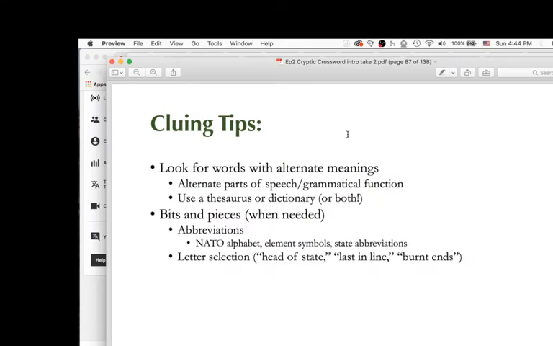You can also do letter selection. We mentioned this before, phrases like head of state for the letter S, last in line for the letter E, burnt ends for the letters B and T.